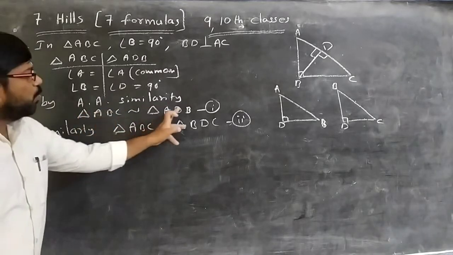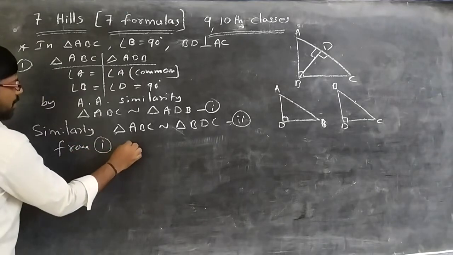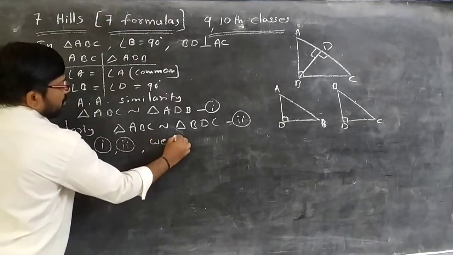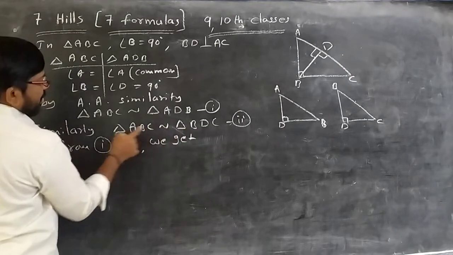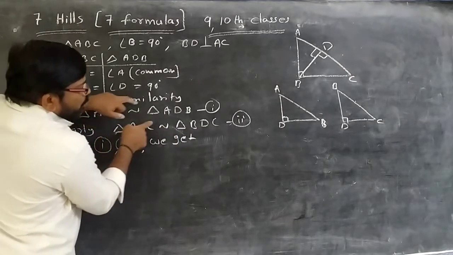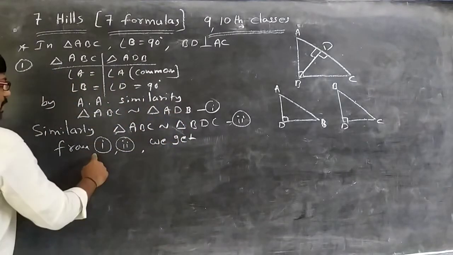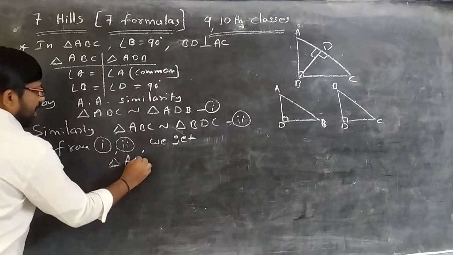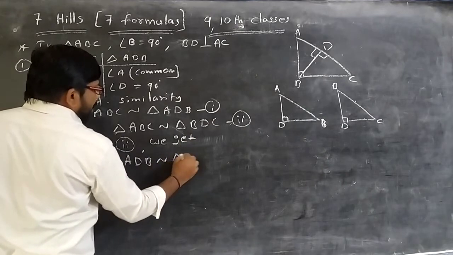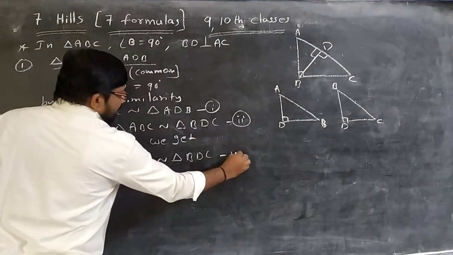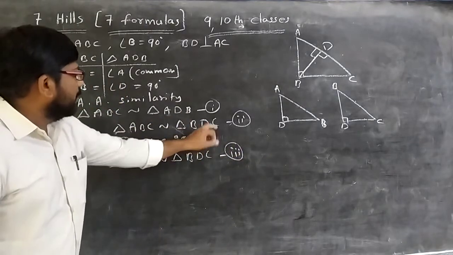From 1 and 2, ABC is similar to ADB and ABC is similar to BDC. So ABC is common, and ABC is similar to both triangles. So these 2 are also similar by the transitive law. From 1 and 2, triangle ADB is similar to triangle BDC. It is the third one.